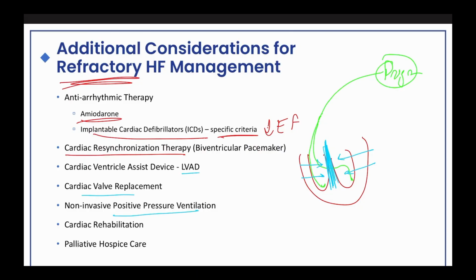Non-invasive positive pressure ventilation. This is all breathing with respiration. Cardiac rehab. Palliative hospice care. That's if they're refractory to all types of treatments, and you bring palliative care, which is death and dying, and hospice and all that stuff. And you'll deal with this in legal ethics. That pops up a couple times with palliative care. But that's obviously last stage.